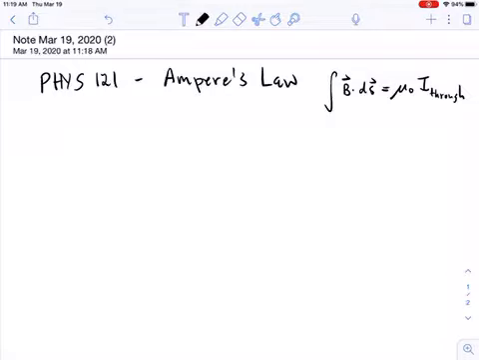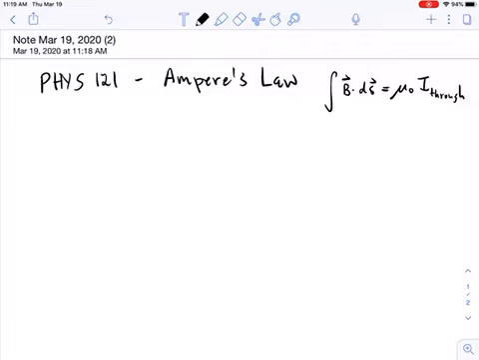Okay, the next Physics 121 video. So in the last video, we talked about applying the Biot-Savart law, and it was a little bit of a challenging calculation because it involved cross products and setting up integrals in a careful way.